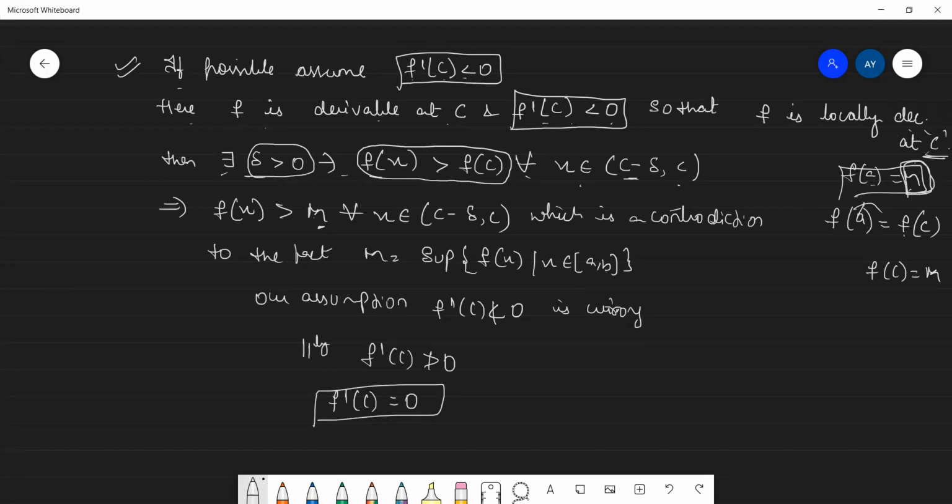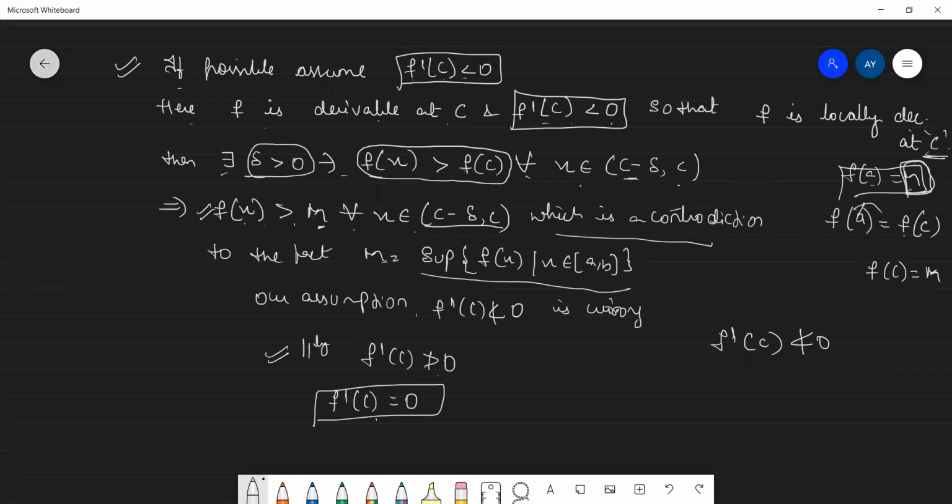In the previous case, we have assumed m is equal to f of c. So f of x is greater than m for all x belongs to C minus delta comma C, which is a contradiction. Why? Because we have to get f of x less than m, where M is equal to the supremum of f of x such that x belongs to AB. Our assumption that f dash of C is less than 0 is wrong. In the same way, we can prove the greater than case, and that will also be wrong. So what is the correct statement? F dash of C is equal to 0.